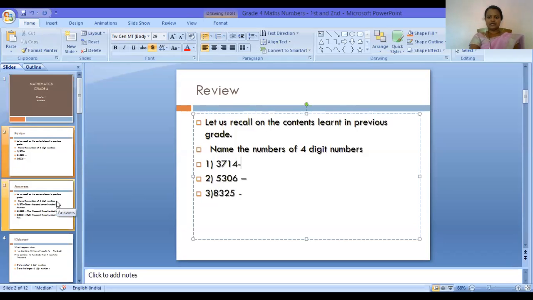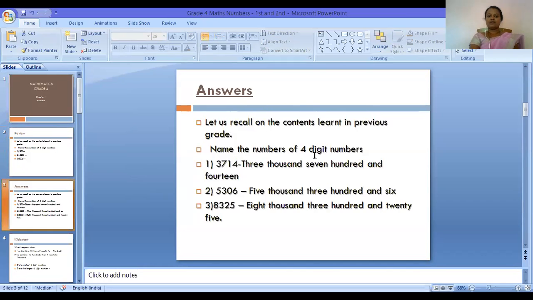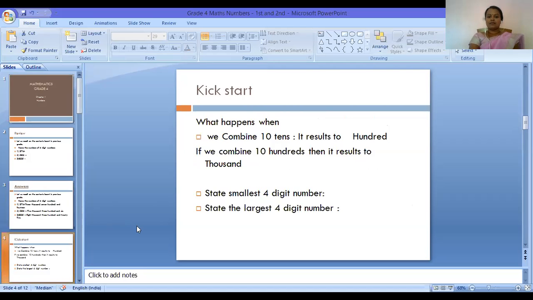Moving on, let's check the answers for this question. So we have the 4 digit numbers. 3714 is read as 3714, whereas 5306 is written as 5306. 8325 is written as 8325. Great. Let's move ahead.